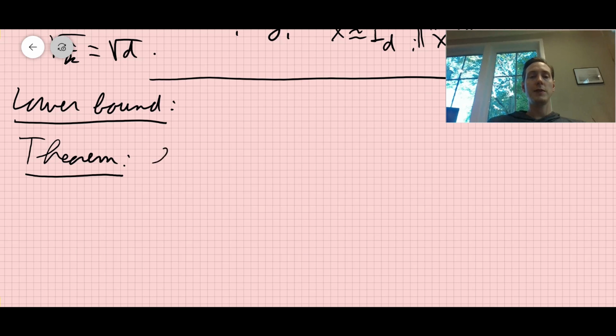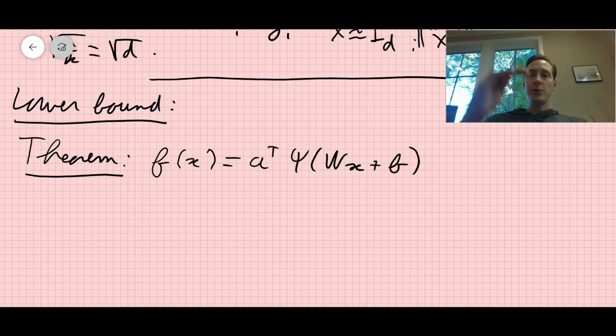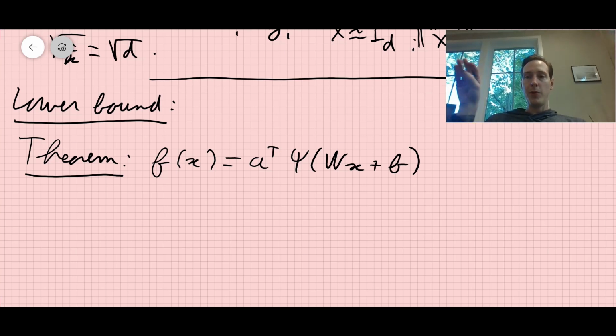So notice that f of x, my neural network, I can write it as a times psi of Wx + b in matrix notation. Okay, so W is a matrix whose l-th row is the l-th neuron, w_l, and b is a vector with the biases b_l in it, and a is a recombination weight vector. So this is just the sum of a_l psi of w_l dot x plus b_l in matrix notation.